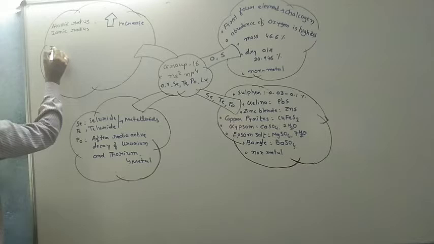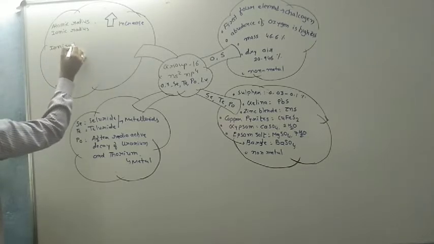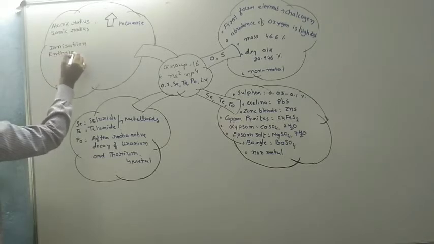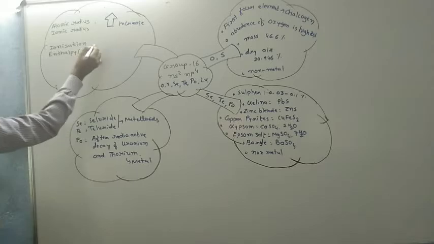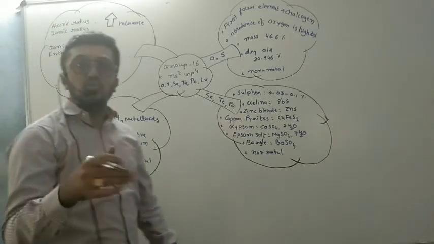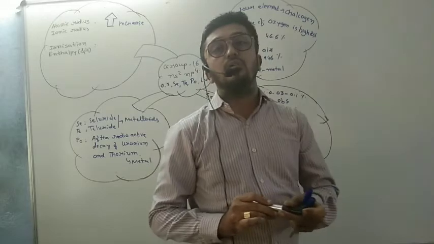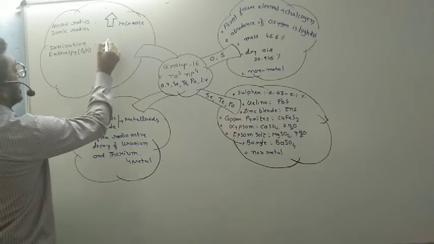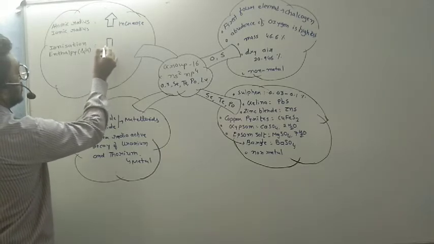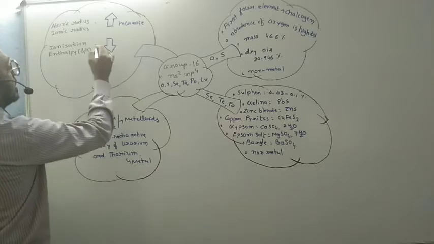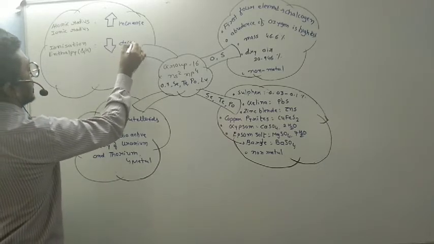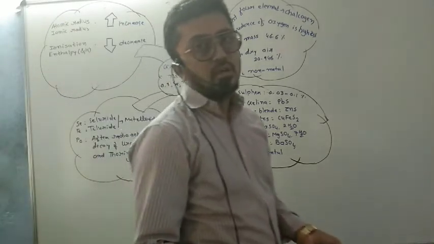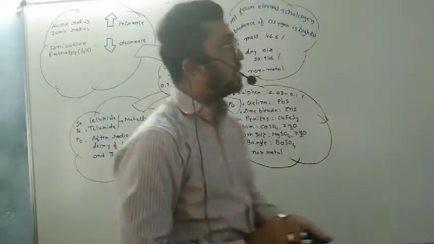The second one, ionization enthalpy. Ionization enthalpy means delta H. We know that the required energy for losing an electron from its outermost orbit is known as ionization enthalpy. And in each and every group, as atomic number increases, ionization enthalpy decreases. So ionization enthalpy will decrease. Atomic radius and ionic radius will increase.